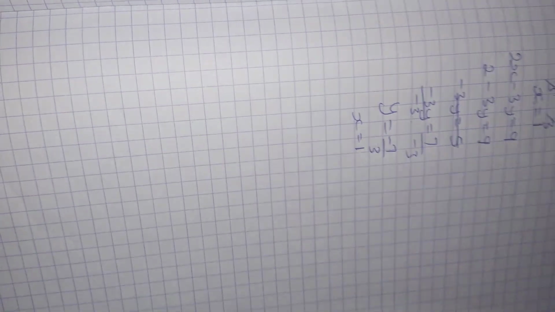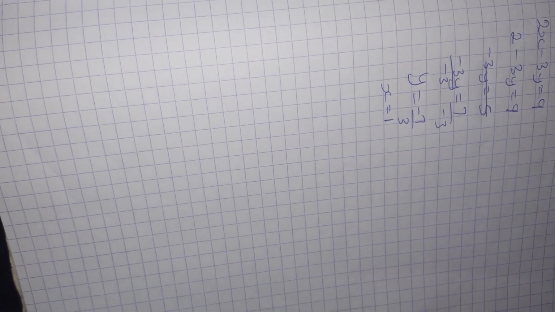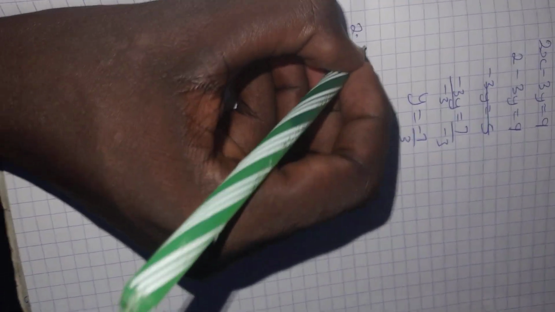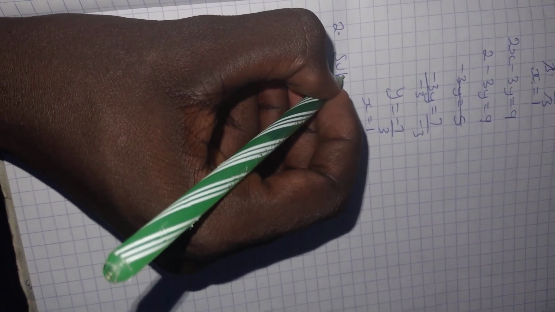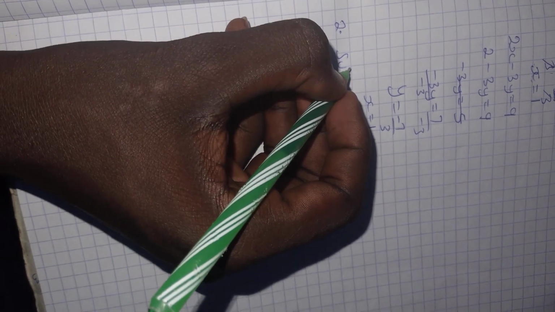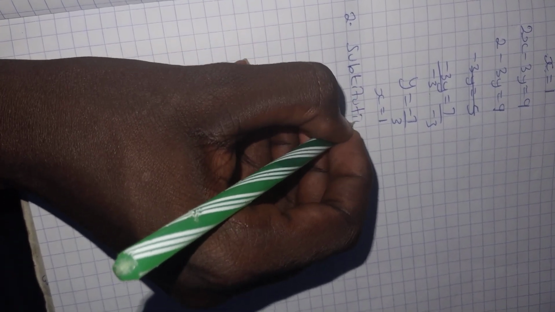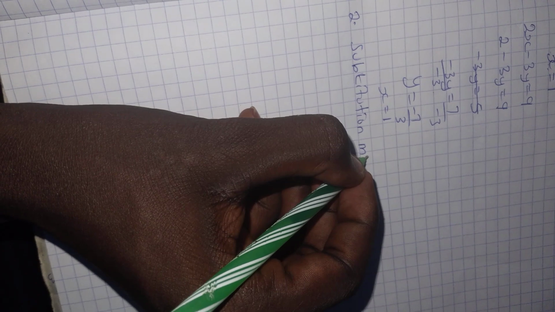Let's look at the other method of solving simultaneous equations, which is the substitution method, because we have done multiple examples on the elimination method. Let's look at the substitution method, the second method.